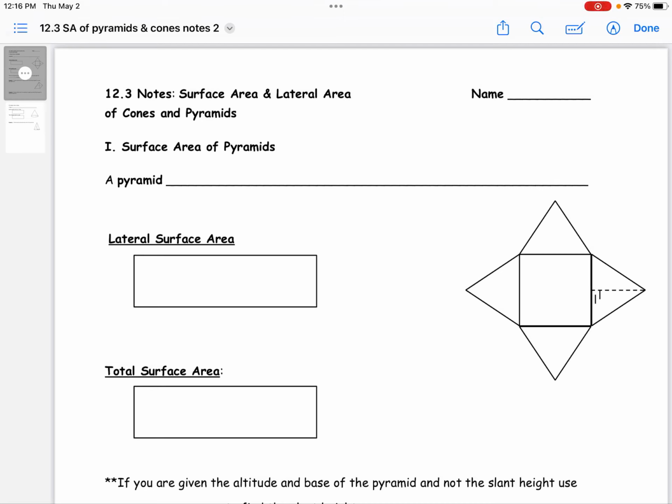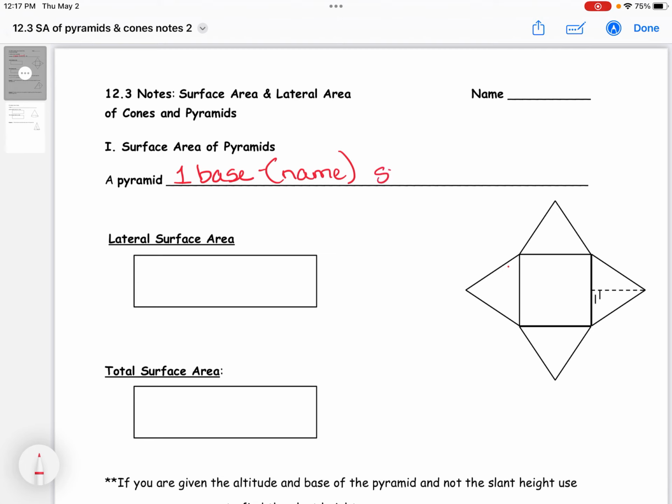Alrighty, we are doing surface area, lateral surface area of cones and pyramids. So the thing about pyramids is there is only one base, and it comes to a point, that's the name. The sides are triangles.